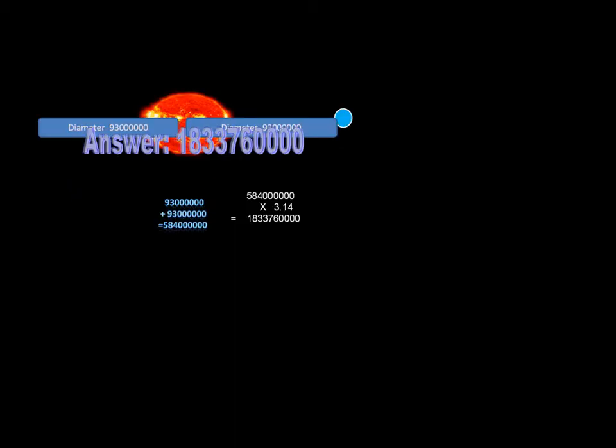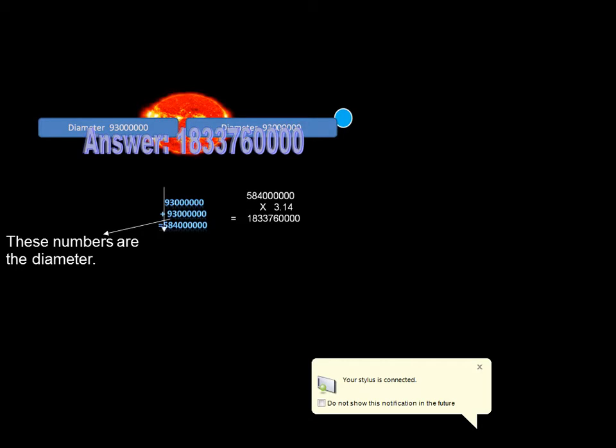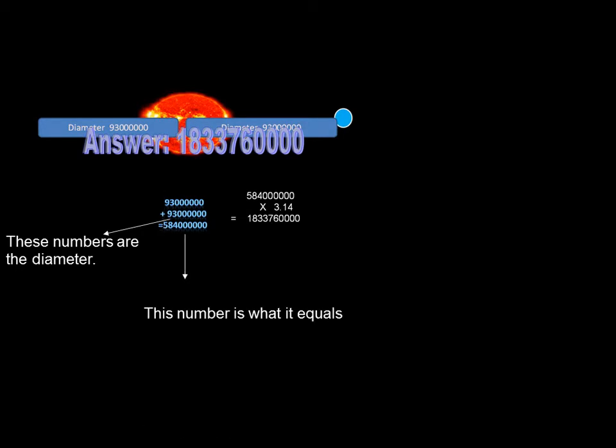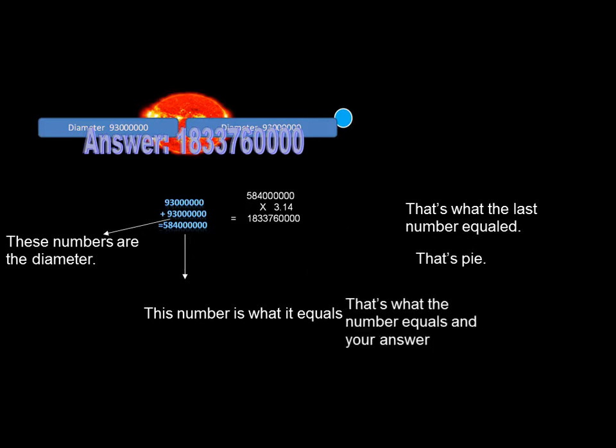Okay, and this is me explaining my steps on the slide. You can just click again. And that number is added up to the diameter. And then this number is what it equaled. Times. That's what the last number equals. So it's there, and then the next number is pi, and then that's your answer right there.